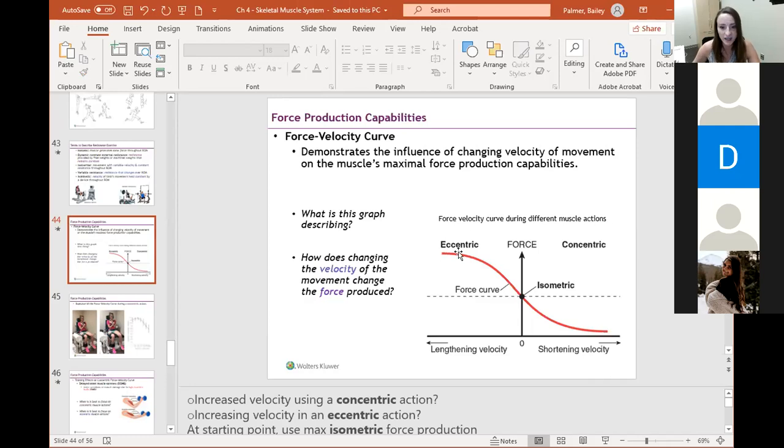So you see here at this force curve, force is going to be higher with the eccentric. The main reason for that is the elastic elements of the muscle. So elastic elements being connective tissue, and they tighten, and we're activating the stretch reflex. So when we lengthen that muscle very quickly, we're actually going to see greater force production. You see that isometric is in the middle, so it's going to be more than concentric, but less than eccentric force.